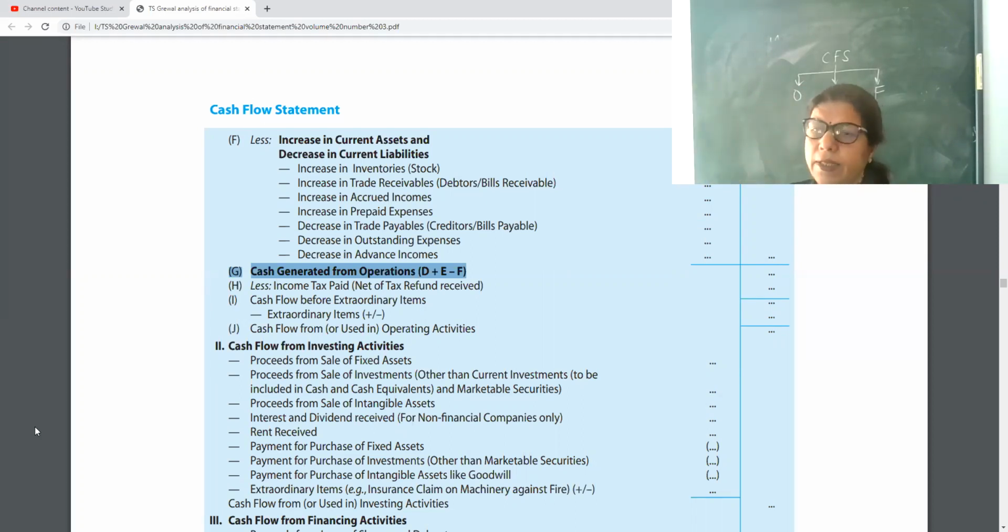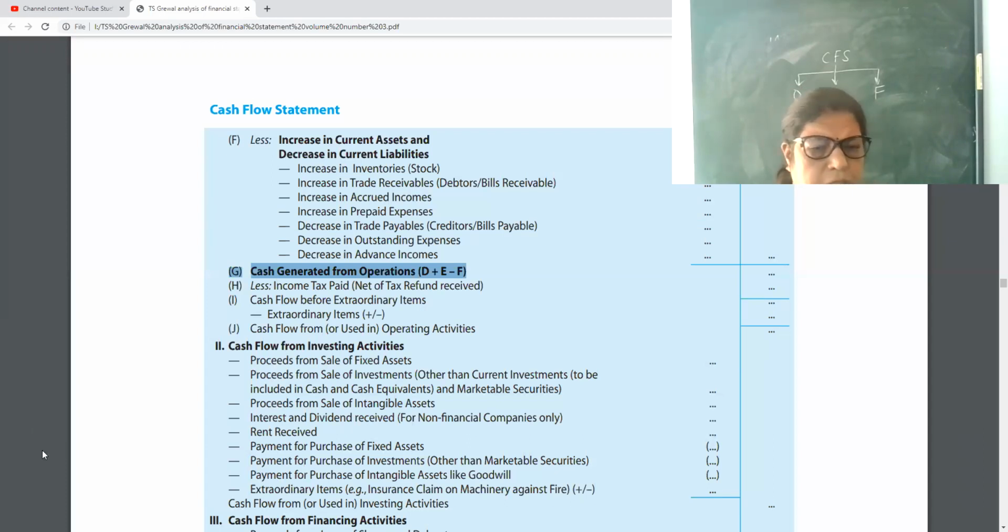If we purchase any NCA, cash will outflow. You will show that outflow in brackets, not put the minus sign. And if you are selling your old non-current asset, used land and building, plant and machinery, furniture, vehicle, then if you are selling the NCA, cash will inflow. So be careful about that. By selling, cash will inflow, and by purchasing, cash will outflow.